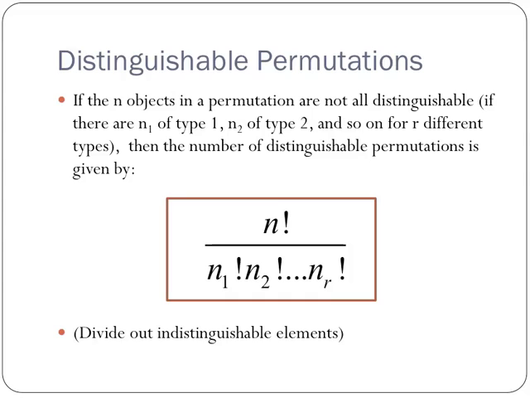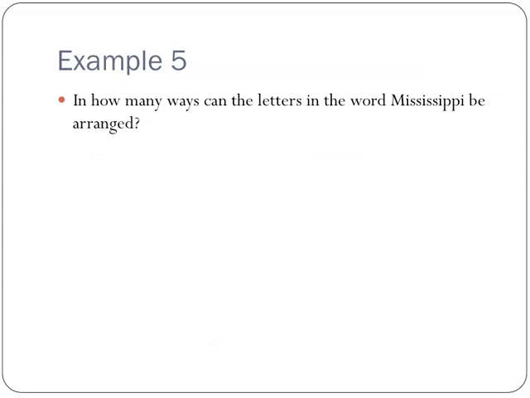All right, so take a look at example 5. In how many ways can the letters in the word Mississippi be arranged? First, let's count out how many letters there are altogether. If you count out the letters in Mississippi, it looks like there are 11. So on top, we're going to have 11 factorial. Now on the bottom, we want to divide out anything that's indistinguishable, in other words, anything that repeats.